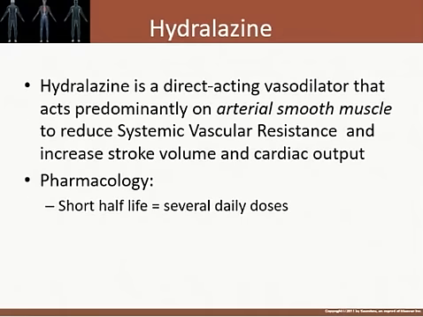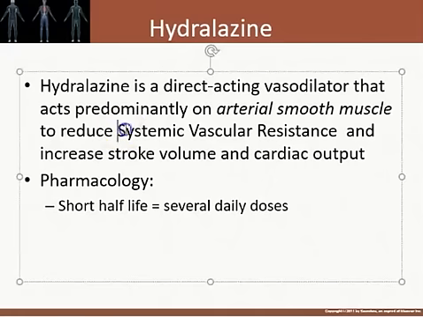The other drug that you should be aware of is hydralazine, and hydralazine works a little bit differently than isosorbide dinitrate. It still is a vasodilator. Isosorbide dinitrate acts primarily on venous smooth muscle. Hydralazine works on arterial smooth muscle, and the outcome is going to be evidenced by a reduced systemic vascular resistance. Here we're going to see an increased stroke volume and cardiac output.